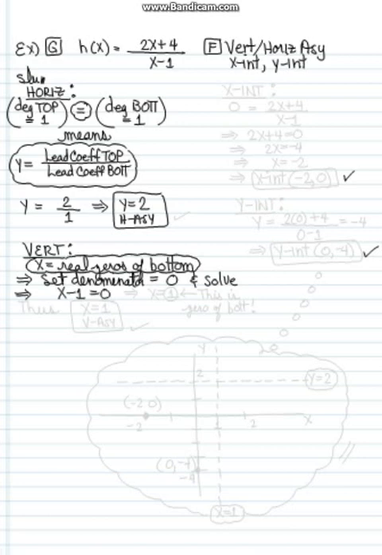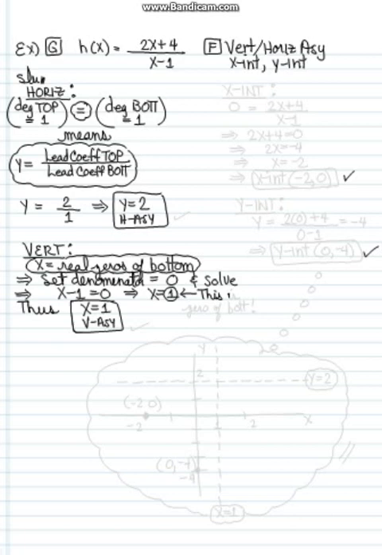So this is the 0 of the bottom. It's the value of x that makes the bottom 0. Thus, the vertical asymptote is x equals this 0, this root. So x equals 1 is the equation of our vertical asymptote.